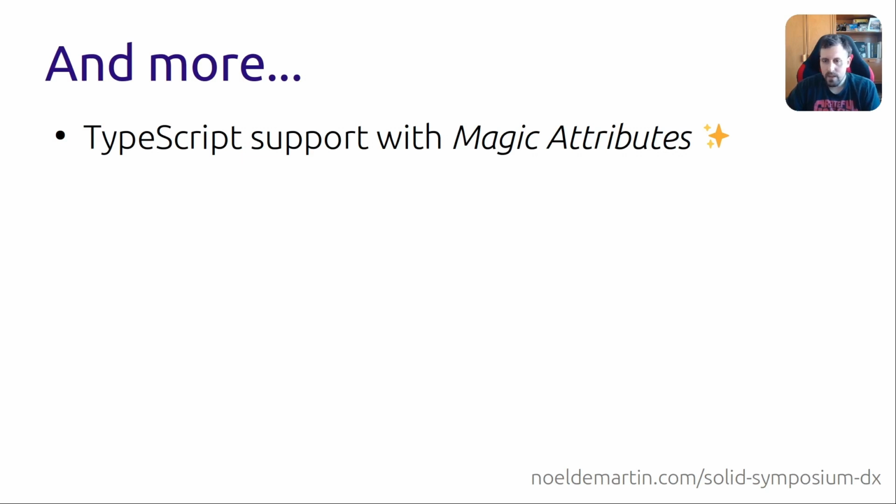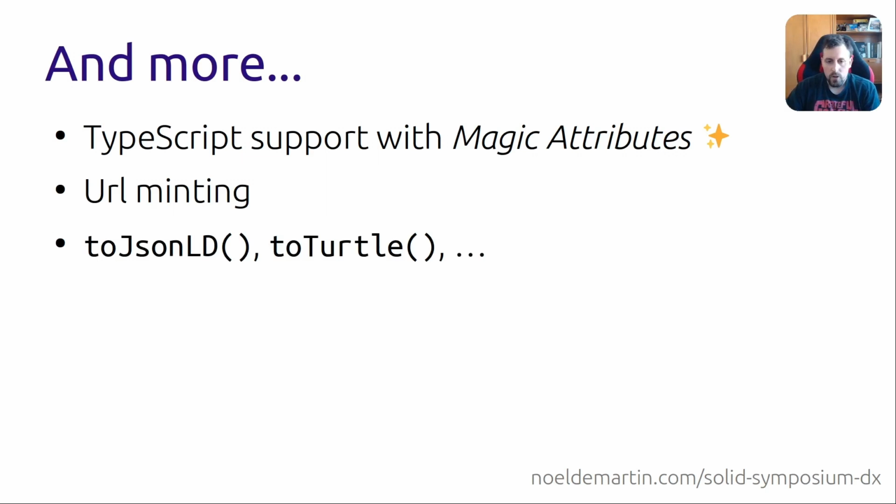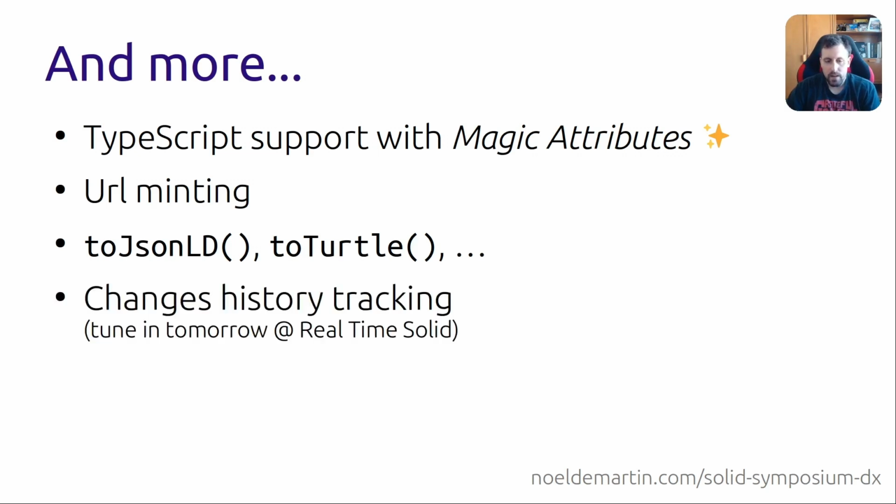And there are more things I will not get into today, but for example, we have magic attributes with full TypeScript support. We already saw one of these with the watch action related instance. Also, there is automatic URL minting that you can configure if you want, but out of the box you don't have to think about that. Also, there are some methods to output data in different serialization formats in case you need them to interact with other services. And finally, it keeps track of all the changes that happen in the model.